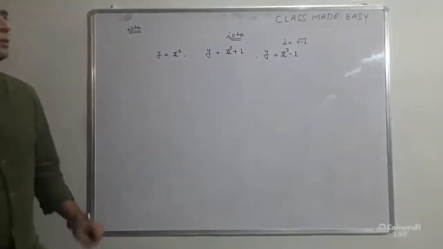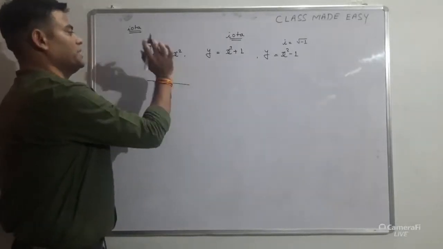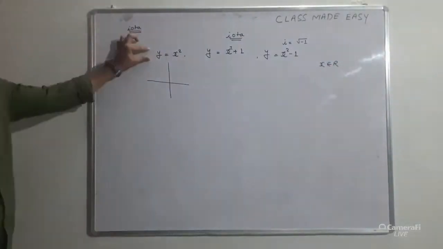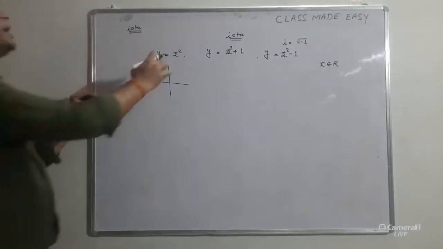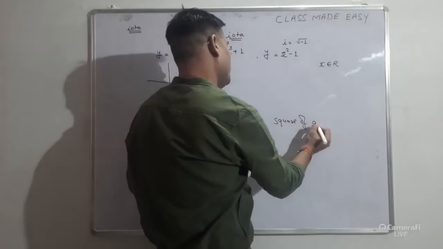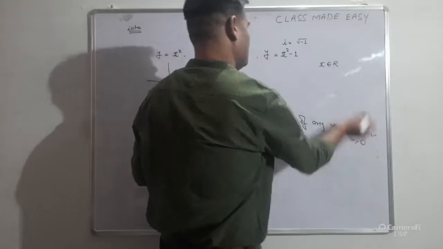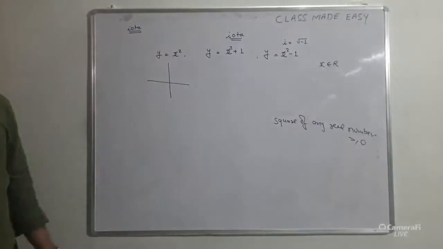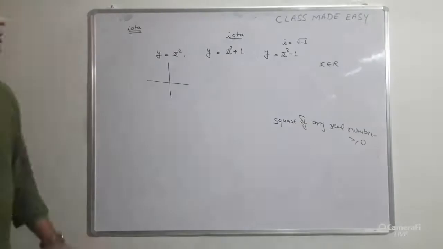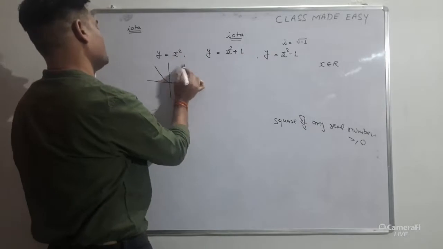I have three graphs. So if you draw y equals x square, x is real, x belongs to real. The square of any real number is always greater than or equal to 0. If the number is 0, then the square is 0, and if the number is positive, then the square is always positive. So here you can write y equals x square.